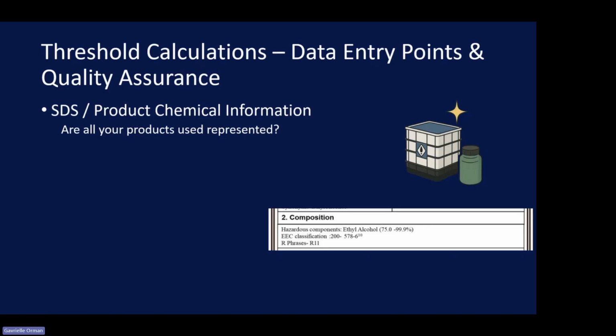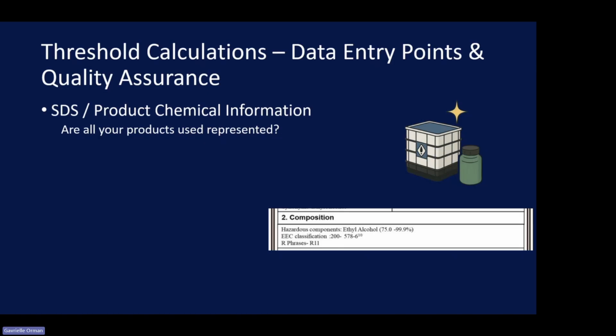So some quality assurance measures are good to have, and one of those is making sure that all of your products that you use at your facility are represented. This can be hard if you have a really big facility where you have a lot of inputs and a lot of outputs, but identifying a way that you can make sure every chemical used on site is represented in your TRI is going to save you a lot of headache down the line.